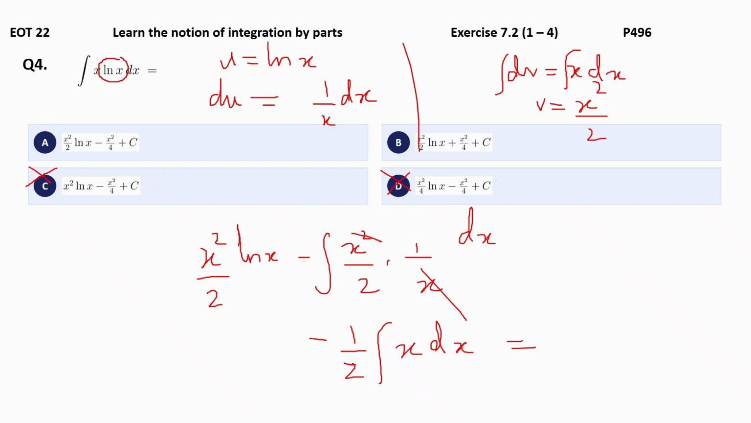So you will get negative x square over, already you have a 2 here. You will get a 2 when you integrate. So 2 multiplied by 2 is 4. So it's negative x square by 4 in the second half. That matches with option A. Please note, you can use calculator, but don't stick with the first right matching answer. You're supposed to check all the 4 options. So yeah, that's it. Please do practice.